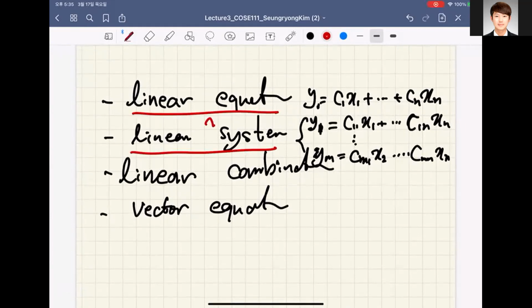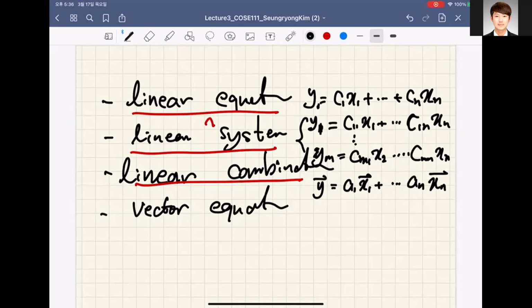굳이 표현하자면. And linear combination means we will talk about in a vector form from now on. Vector y is equal to a1 x1 vector plus ... an xn, right? This is the linear combination. Comparing to linear equation, from now on we will talk about in a vector space, right? Then what is vector equation? This is a vector equation. Okay? 됐지? 알았죠? 어렵지 않죠?